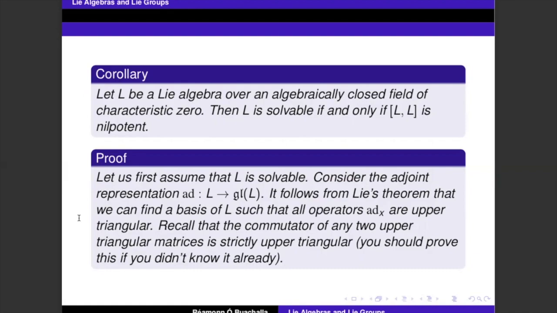And now, what does it say? Well, it gives a criterion for L to be solvable: L is solvable if and only if the first term in the derived series is nilpotent.